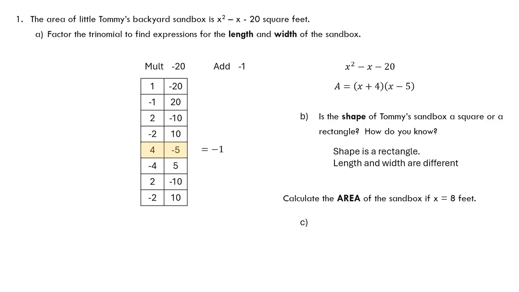And then we're asked in question C to calculate the area of the sandbox if x equals 8. So all we need to do now is just plug in 8 for the value of x. And we get length of 8 plus 4 is 12. Width is 8 minus 5 equals 3. Length times width is 36.